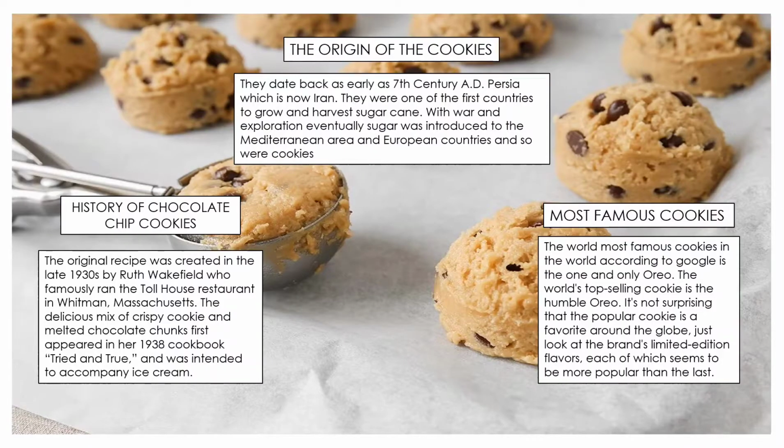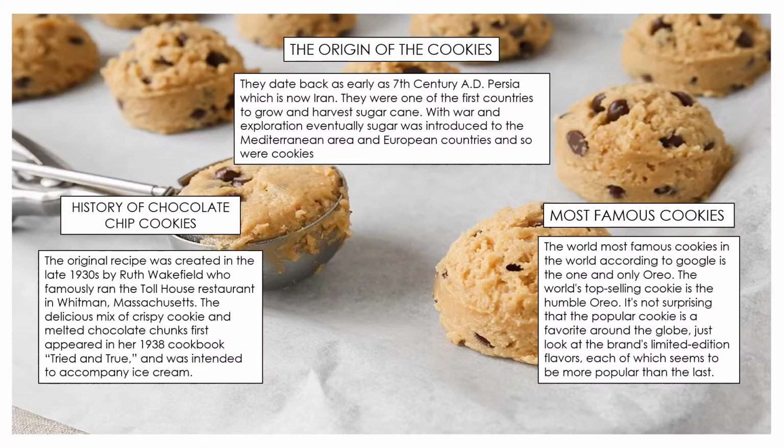The origin of cookies dates back as early as the 7th century AD. Persia, which is now Iran, was one of the first countries to grow and harvest sugarcane. With war and exploration, eventually sugar was introduced to the Mediterranean area and European countries, and so were cookies.